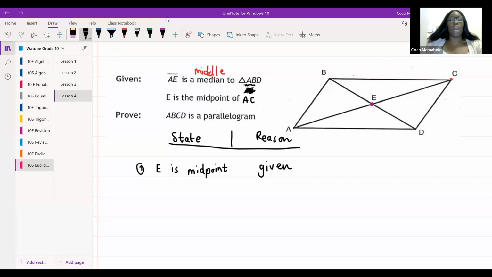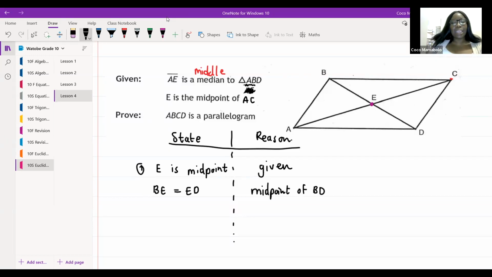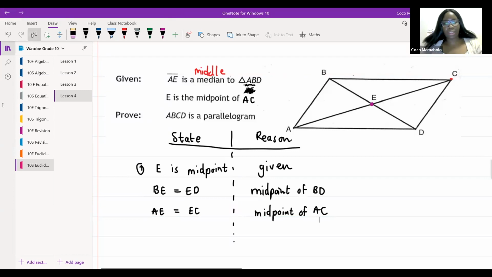Loken, you rock star. What they mean is that BE is equal to ED, right? And that is because of the midpoint, the midpoint of BE. Good. Yes, David. AE will be equal to EC. That is the midpoint. Again, it's the midpoint of AC in this case. Right.